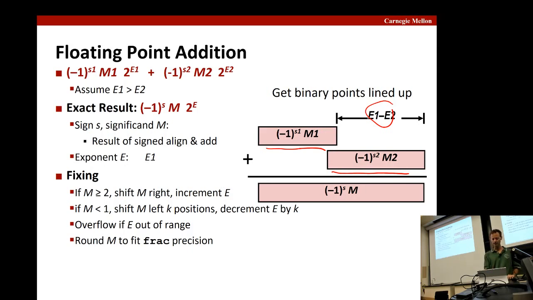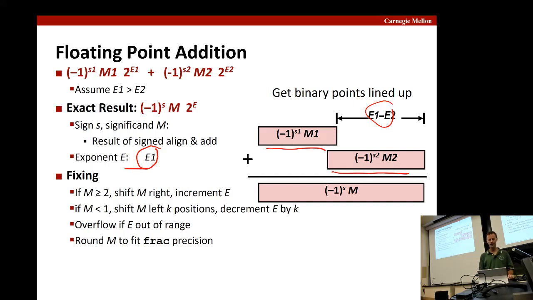Okay, and then we're going to take the exponent to be the larger of the two, right? Because that's what we're kind of doing when we line it up. We match it to the larger of the two. And then we have to do this fixing, right? So again, if m is greater than or equal to 2, we want to shift to the right and increment this exponent and so forth.